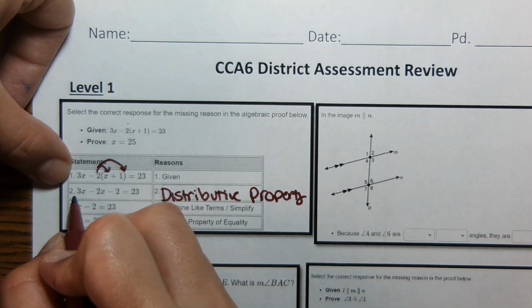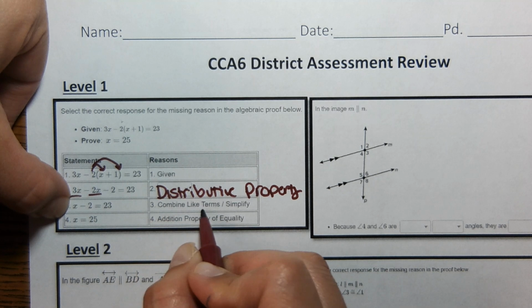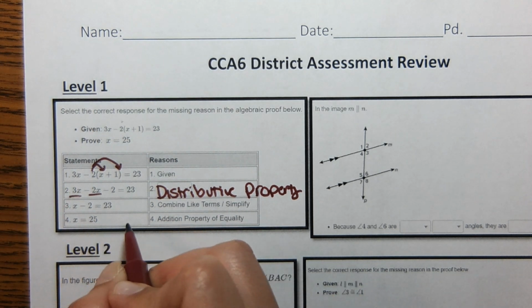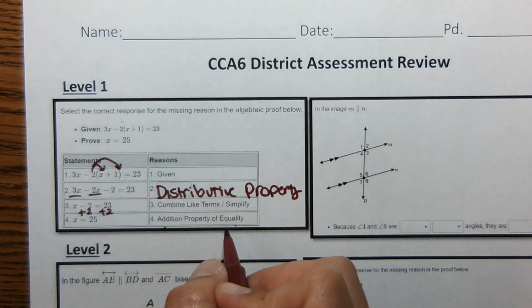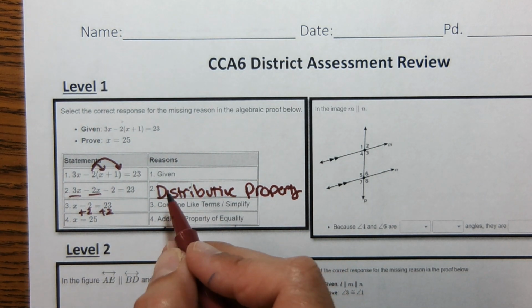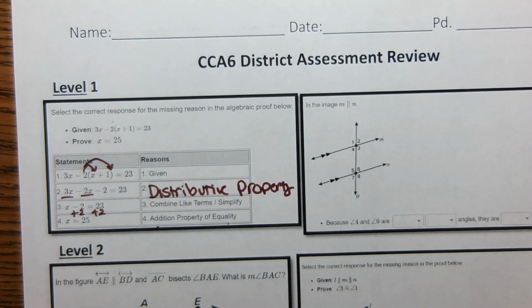Then from there, they combine like terms. So 3x minus 2x is x, and they put combine like terms, simplify. Then from this step to this step, they added 2 to both sides, so that would be addition property of equality. To get this right, you only needed to fill in this. However, just kind of showing you the different ones, because on the test, they'll probably give you something a little bit different.